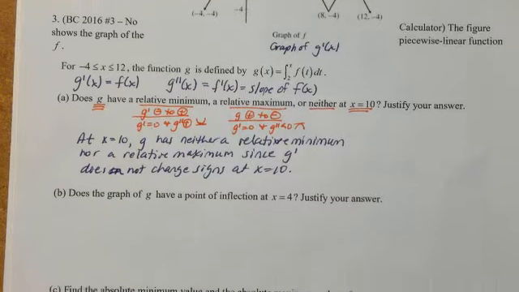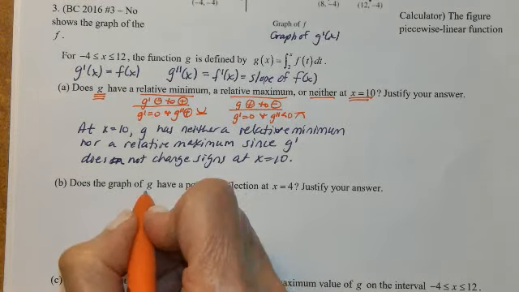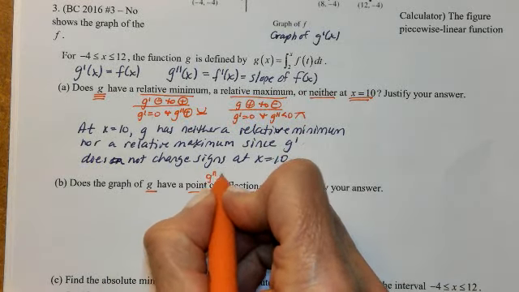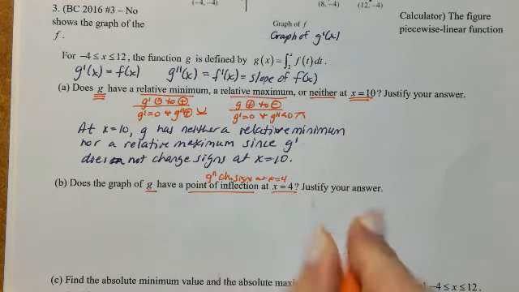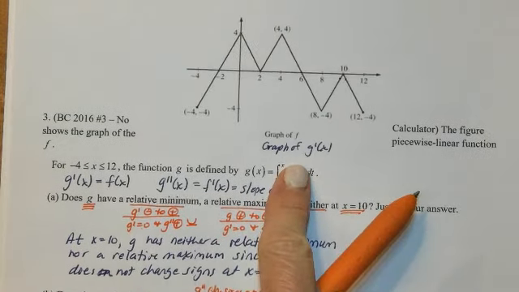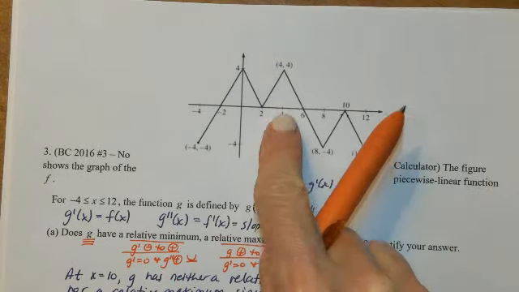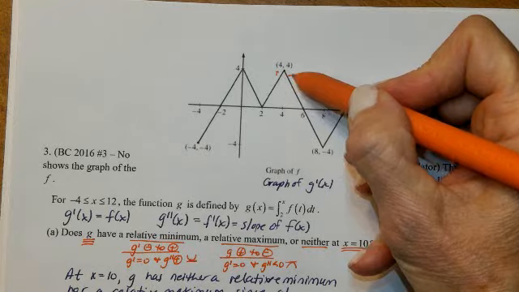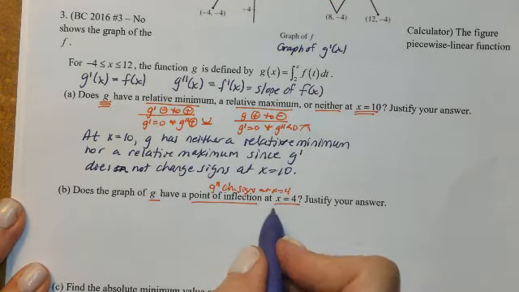Does the graph of g have a point of inflection at x equals 4? Well, that would mean that g double prime changes signs at x equals 4, right? G double prime, remember, is the slope of this graph. Does the slope change signs at x equals 4? Yes, it does. The slope goes from positive to negative. So yes, g does have a point of inflection at x equals 4.